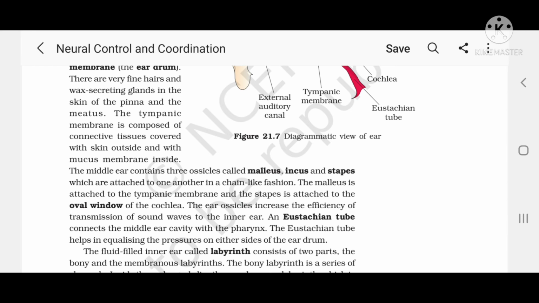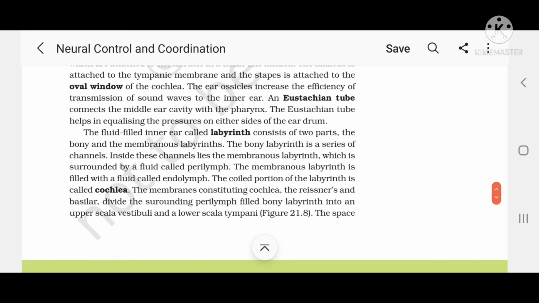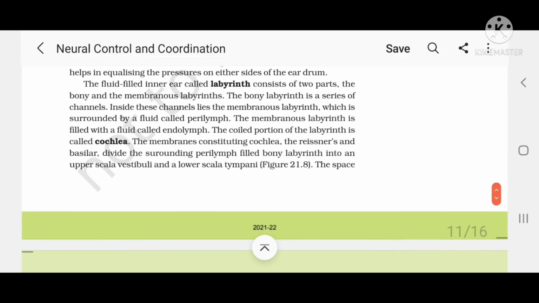The middle ear contains three ossicles called malleus, incus, and stapes, which are attached to one another in a chain-like fashion. The malleus is attached to the tympanic membrane and the stapes is attached to the oval window of the cochlea. The ear ossicles increase the efficiency of transmission of sound waves to the inner ear. A eustachian tube connects the middle ear cavity with the pharynx. The eustachian tube helps in equalizing the pressure on either side of the eardrum.